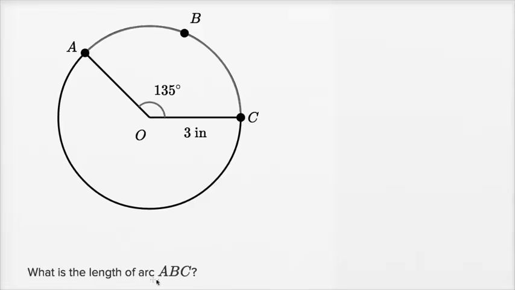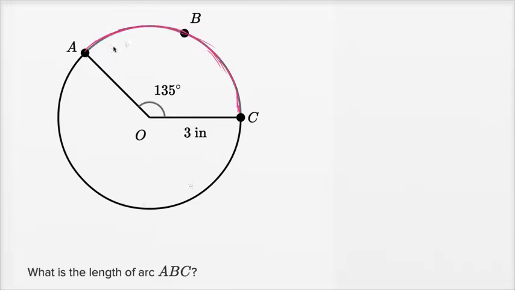What is the length of arc ABC? So arc ABC is this arc right over here. And the reason why they have to give us 3 points is that if they just said arc AC, it would still be ambiguous because there's two arc ACs. It could be this arc right over here, or it could be this arc over here.